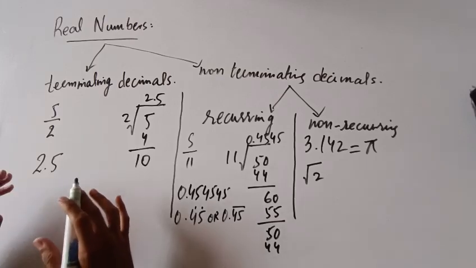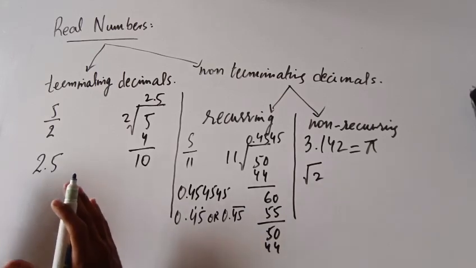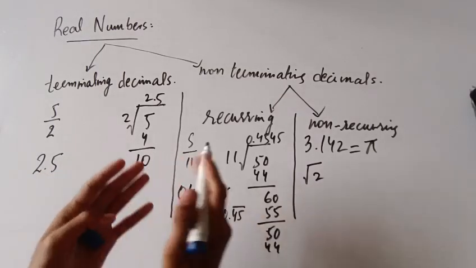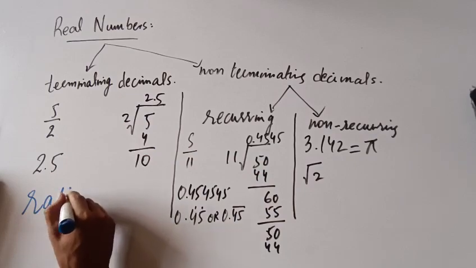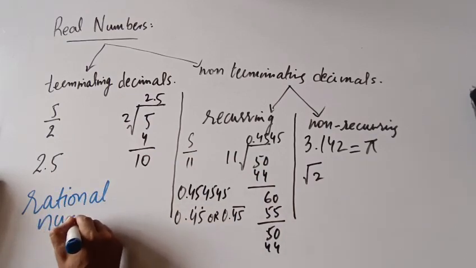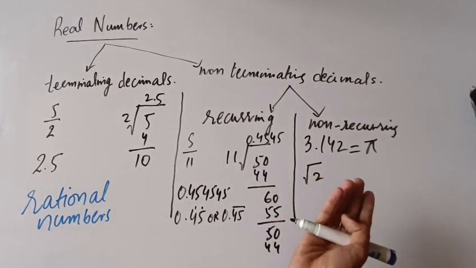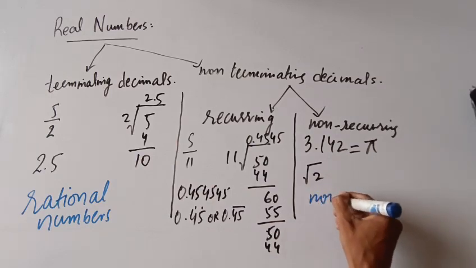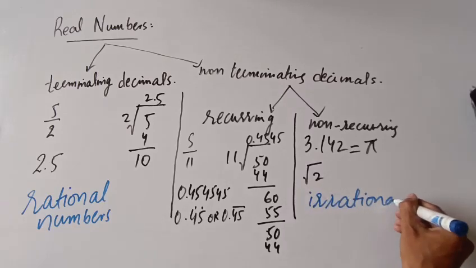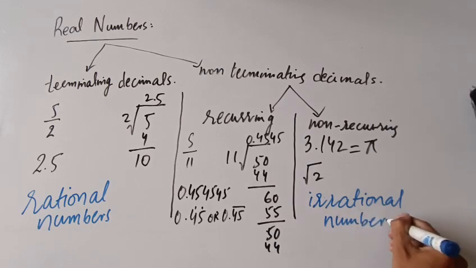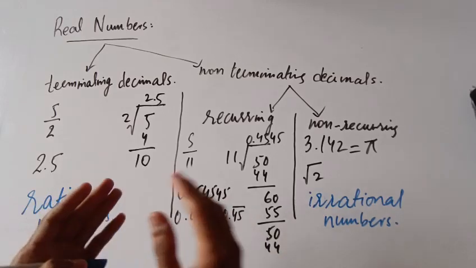So after understanding terminating decimals and non-terminating decimals, we need to understand one thing, that the terminating decimals and, in non-terminating decimals, recurring decimals particularly, they both are called rational numbers. And non-recurring decimals, which we cannot write as a fraction, are called irrational numbers. And real numbers is the set of union of rational numbers and irrational numbers.